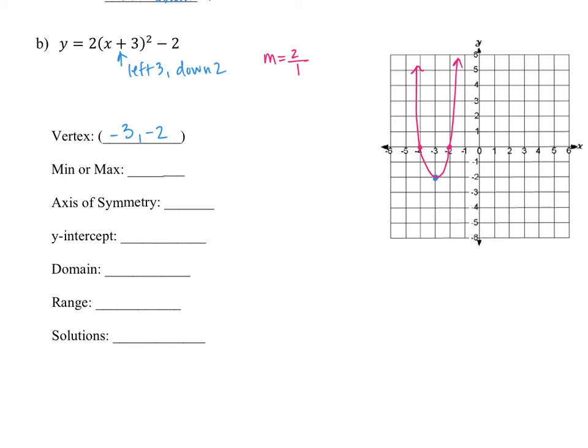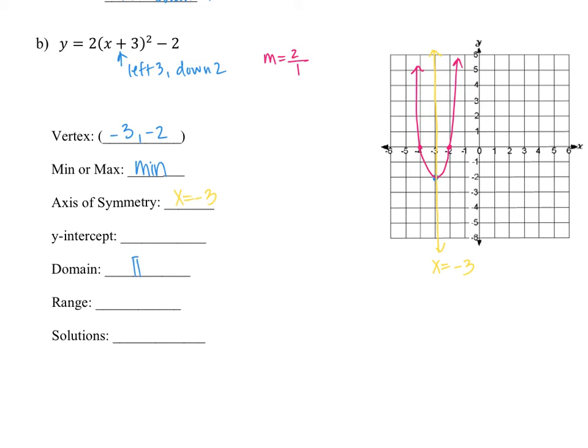So it looks like my axis of symmetry is at negative 3. You'll also notice the axis of symmetry is using the x value of the vertex. So it splits it here where x equals negative 3, which is also the x value for the vertex. This vertex here is a minimum. It's the lowest point.